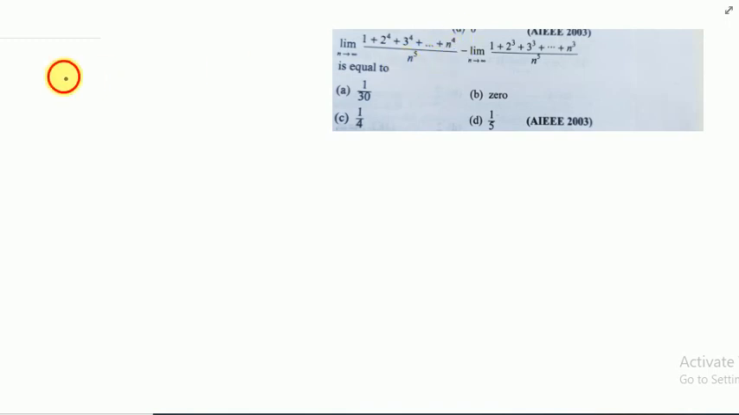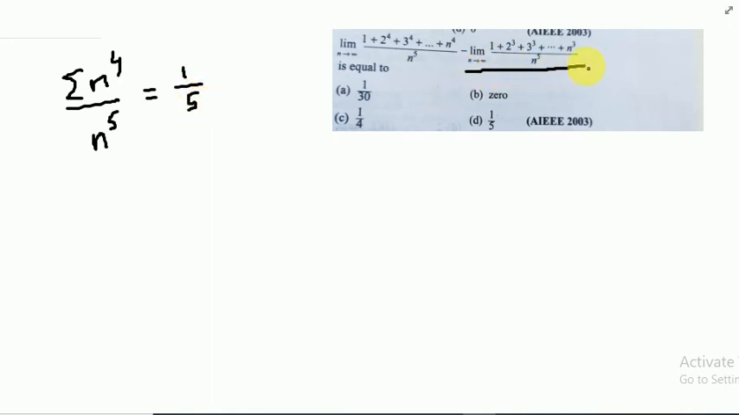So, the numerator is the summation of n raised to 4, divided by n raised to 5. What is the answer for this? Since the difference is 1, it is 1 divided by the power of the denominator, that is 5. So, 1 by 5 is its answer.